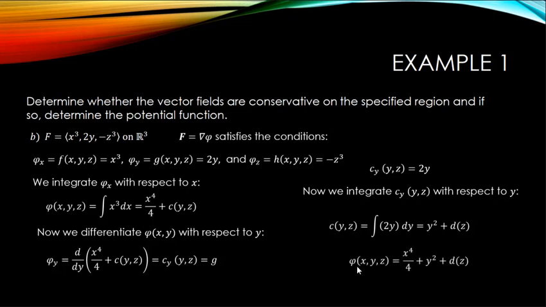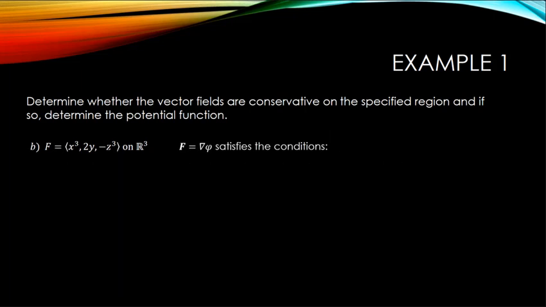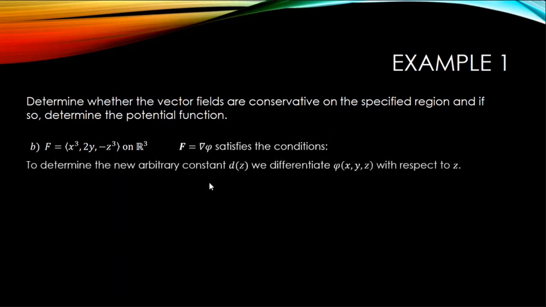This gives me phi of xyz is equal to x over 4 plus y squared plus this arbitrary constant that's possibly a function of z. What I need to do now is determine the new arbitrary constant by differentiating this latest expression for phi with respect to z, so that my partial of phi with respect to z is going to be equal to the derivative with respect to z of x to the fourth over 4 plus y squared plus d of z, and that is going to be equal to h.